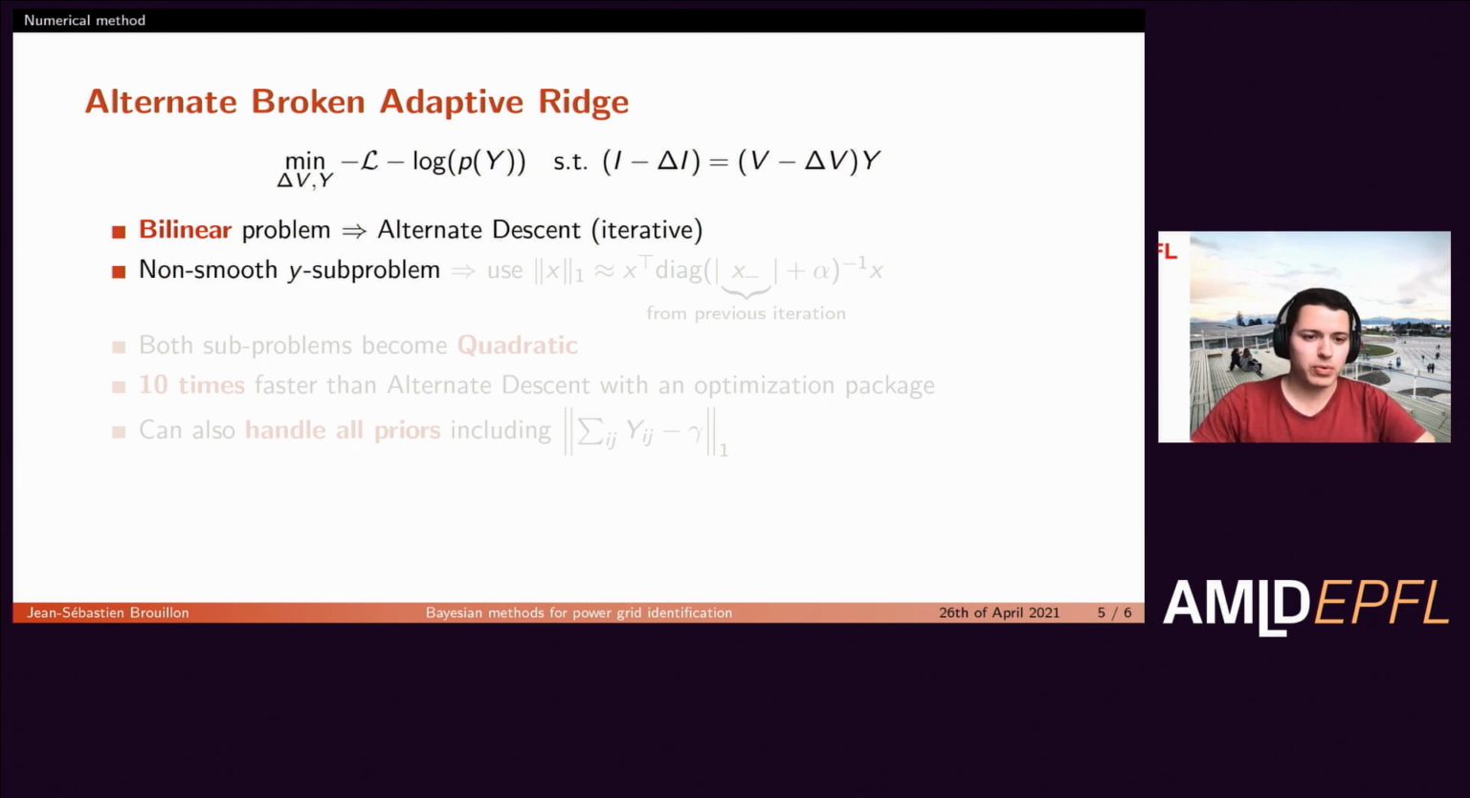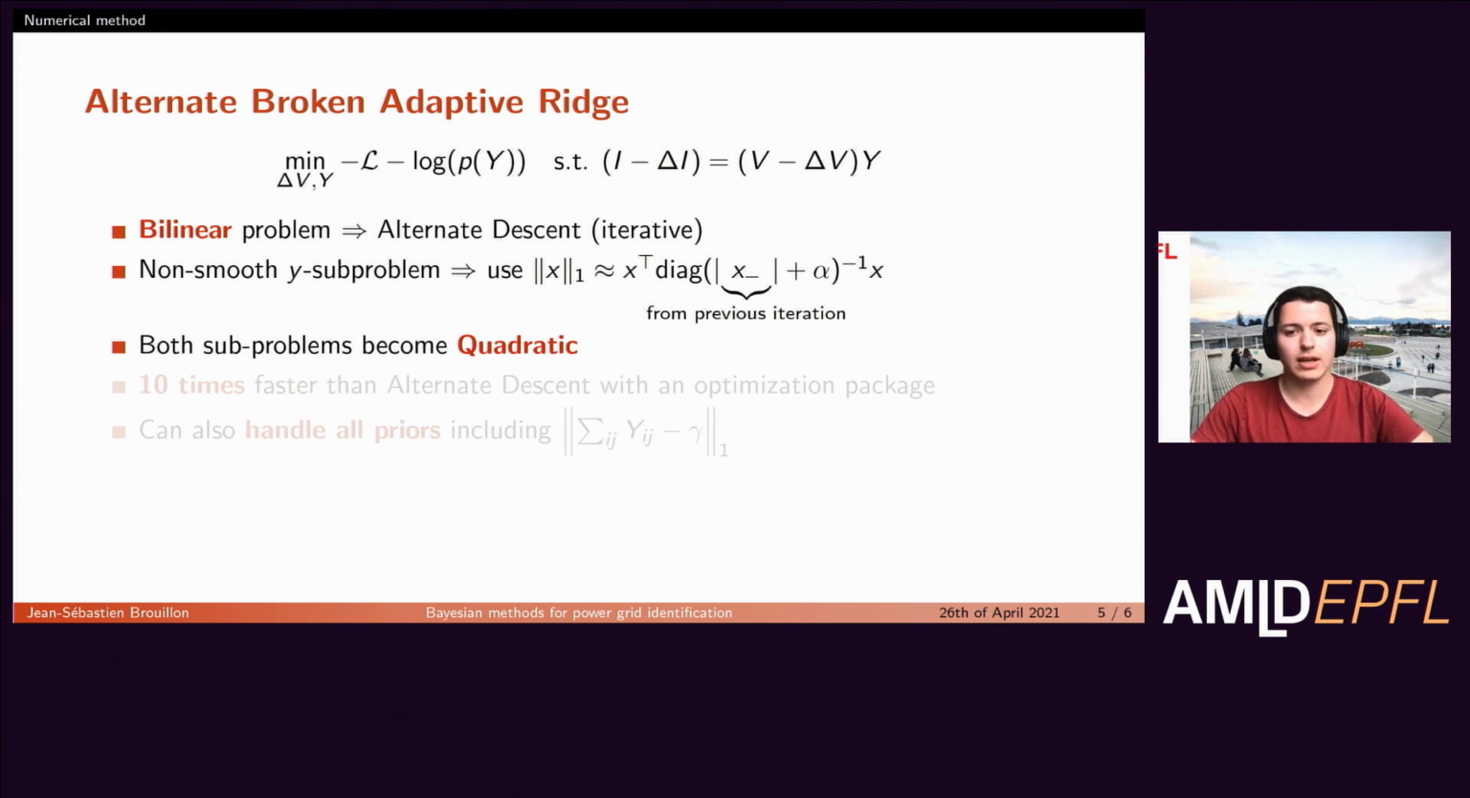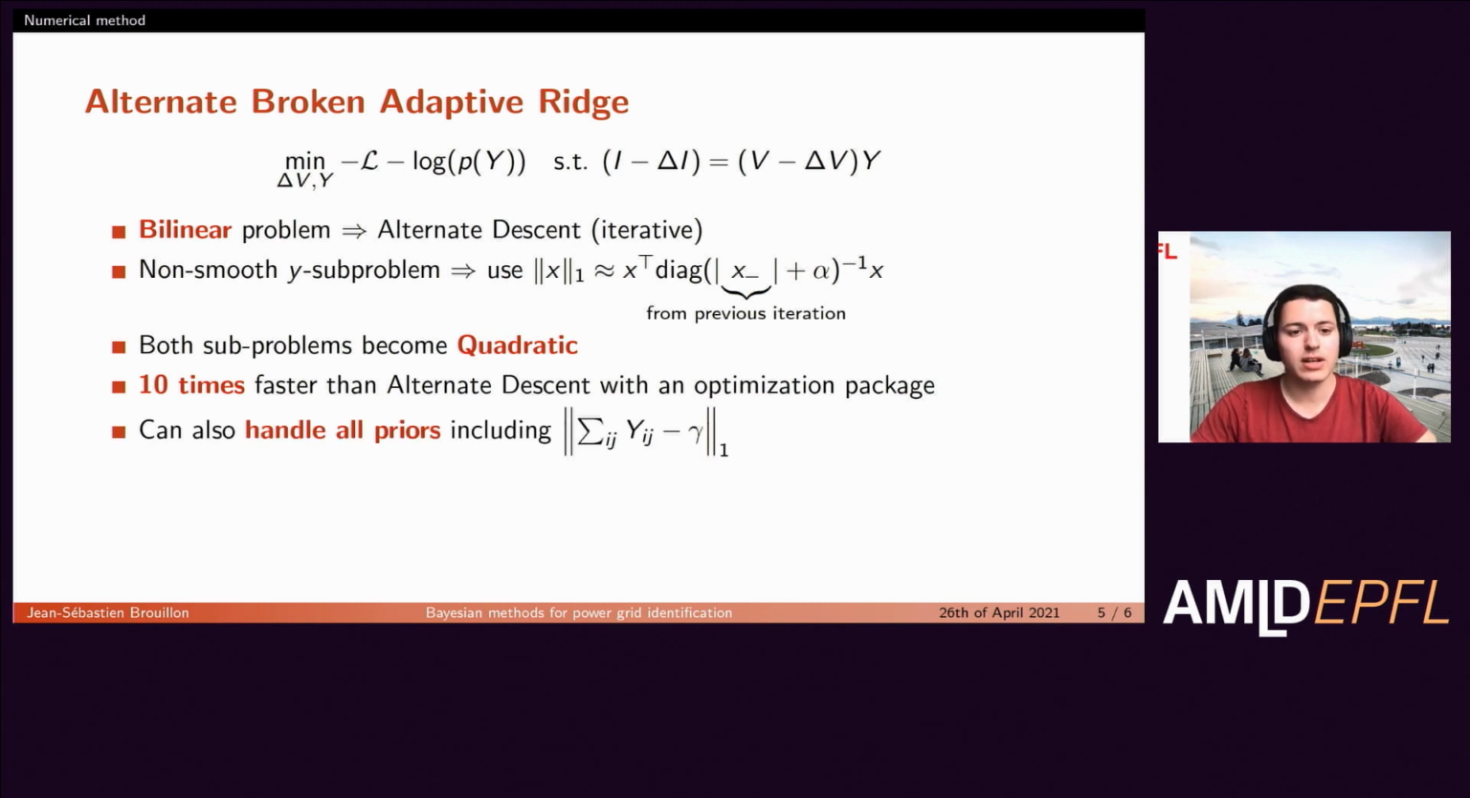But the Y subproblem is also quite complex as it is non-smooth. So we use a smoothened approximation of the L1 norm as an L2 norm weighted by the result of the previous iteration. This makes both subproblems quadratic and makes the optimization problem much faster to solve. In fact, it's 10 times faster for our case than a commercial optimization package, and it can also handle all priors, including the contrast prior, which may not be convex.